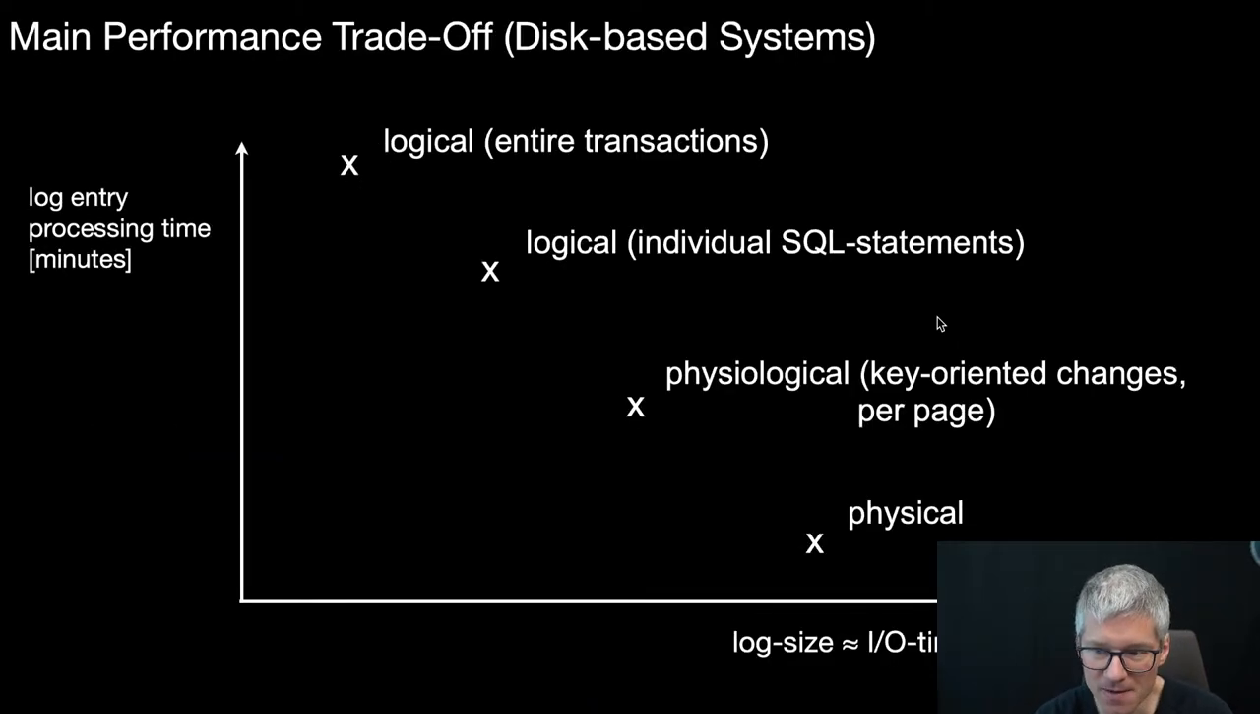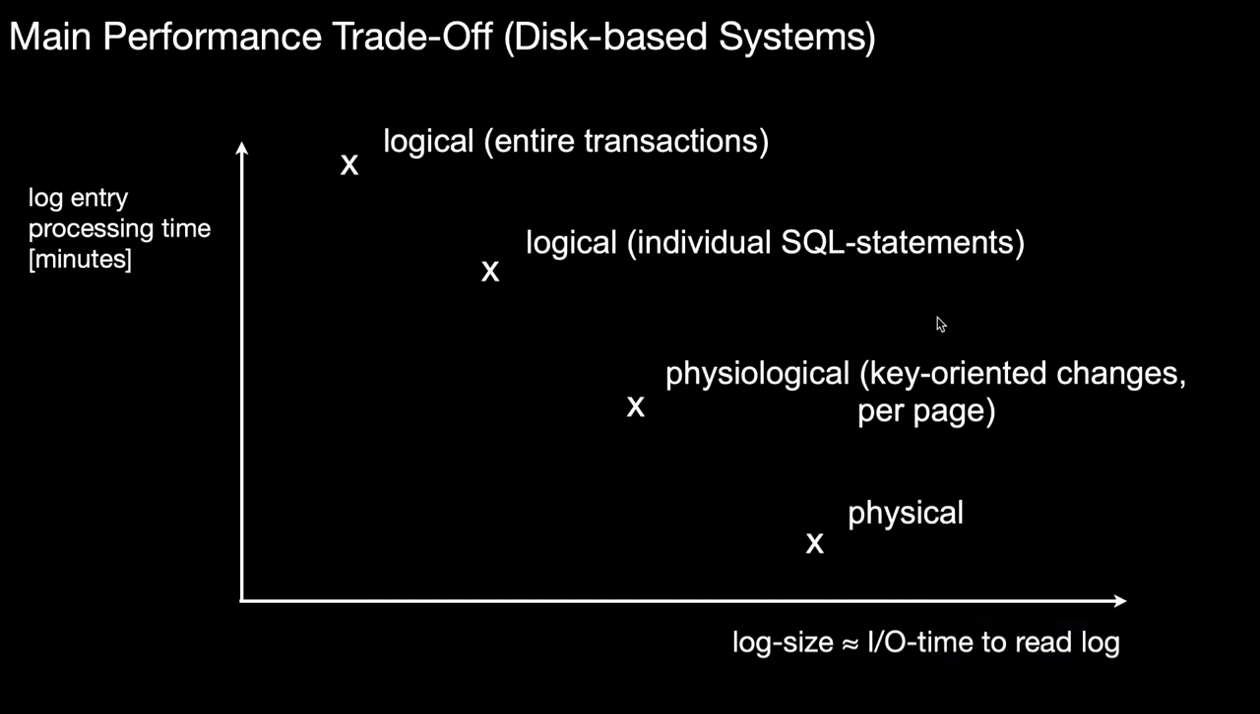And there are certain trade-offs that you can understand here. Basically, one is with respect to the log size, and that also corresponds to the I/O time to read the log. So if you think about how much information you want to put into a log, these different methods have different requirements. That's one axis, the x-axis, the log size, which correlates heavily, of course, with the I/O time to read the log. The bigger, the longer it will take.